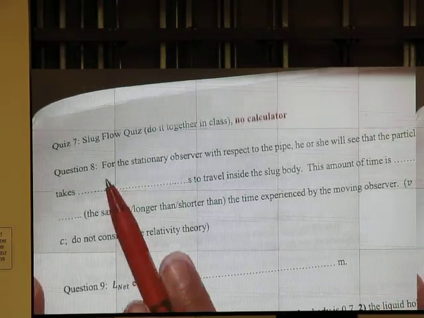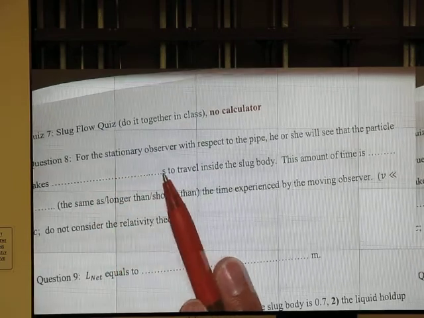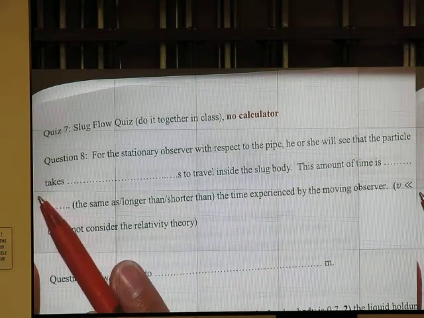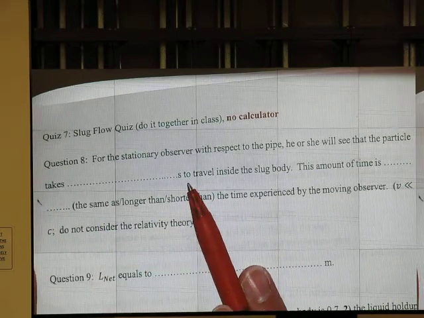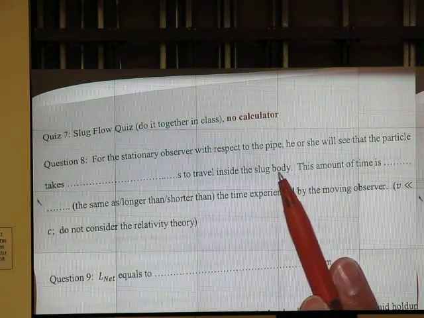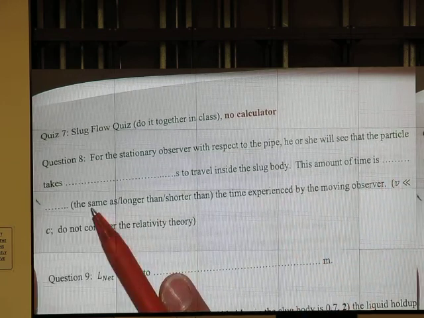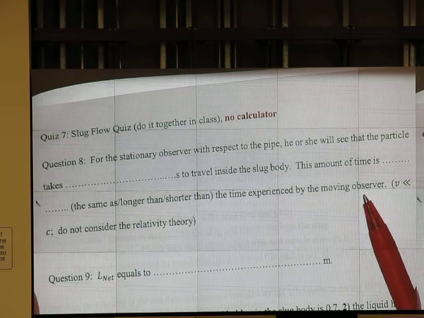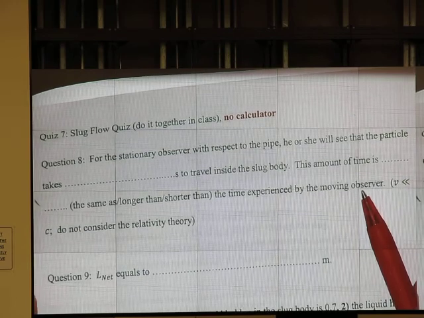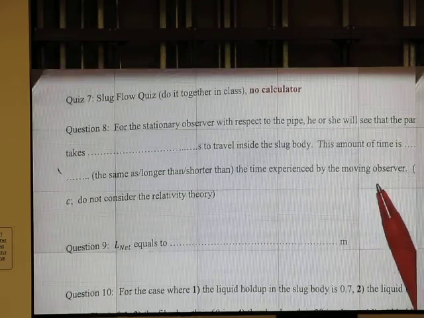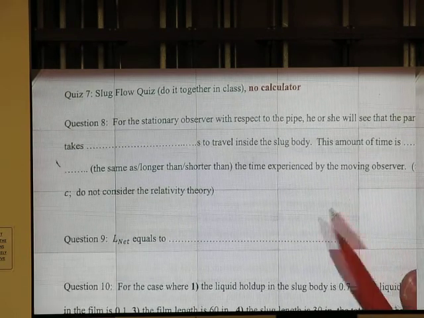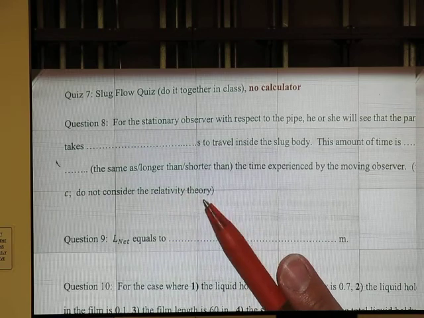Soliman, for the stationary observer with respect to the pipe, he or she will see that the particle takes some seconds to travel inside the slug body. Is this amount of time the same, longer or shorter than the time experienced by the moving observer? So the stationary observer who sticks with the pipe will see an event. Will that event take a longer time, a shorter time, or the same duration of time?